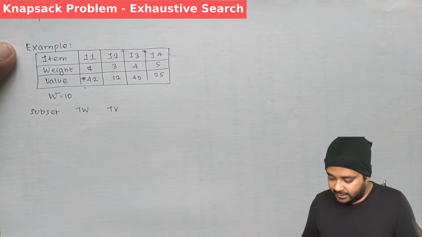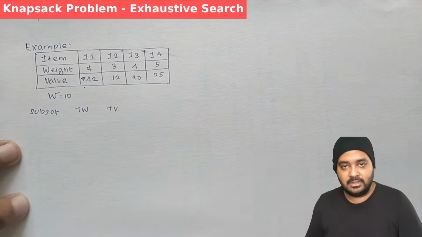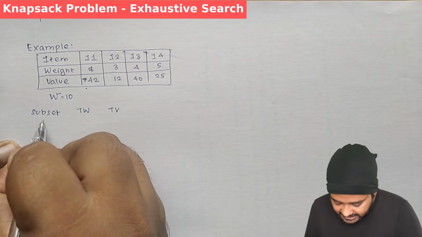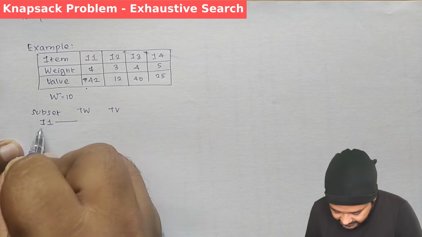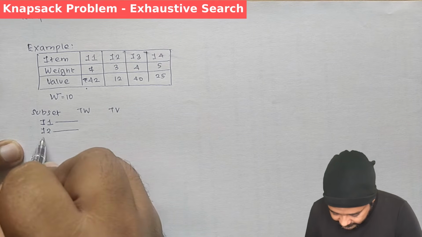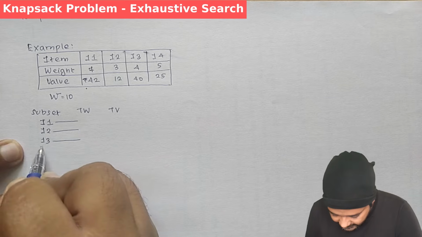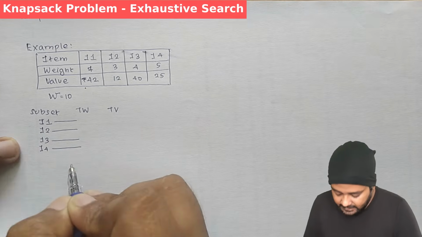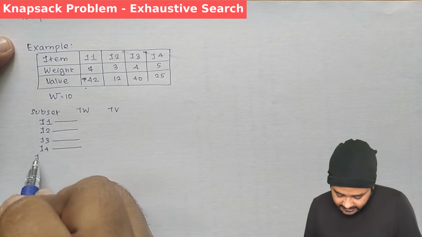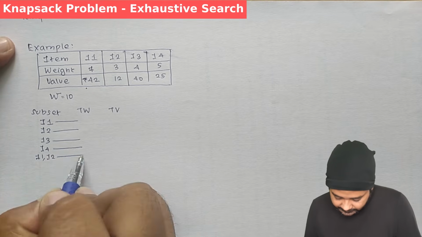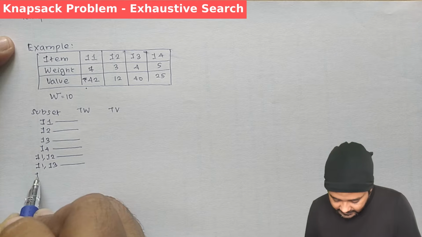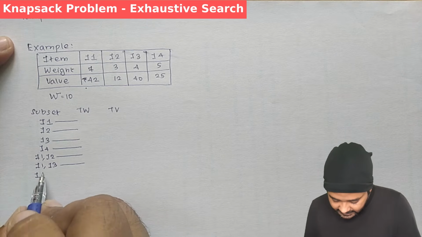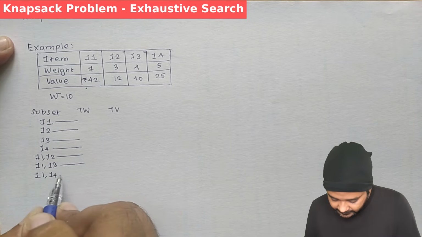Initially, I come up with all the possible subsets. I1 is one of the possible subsets, I2, similarly I3, I4. The next possible subsets will be I1 and I2, I1 and I3, I1 and I4.